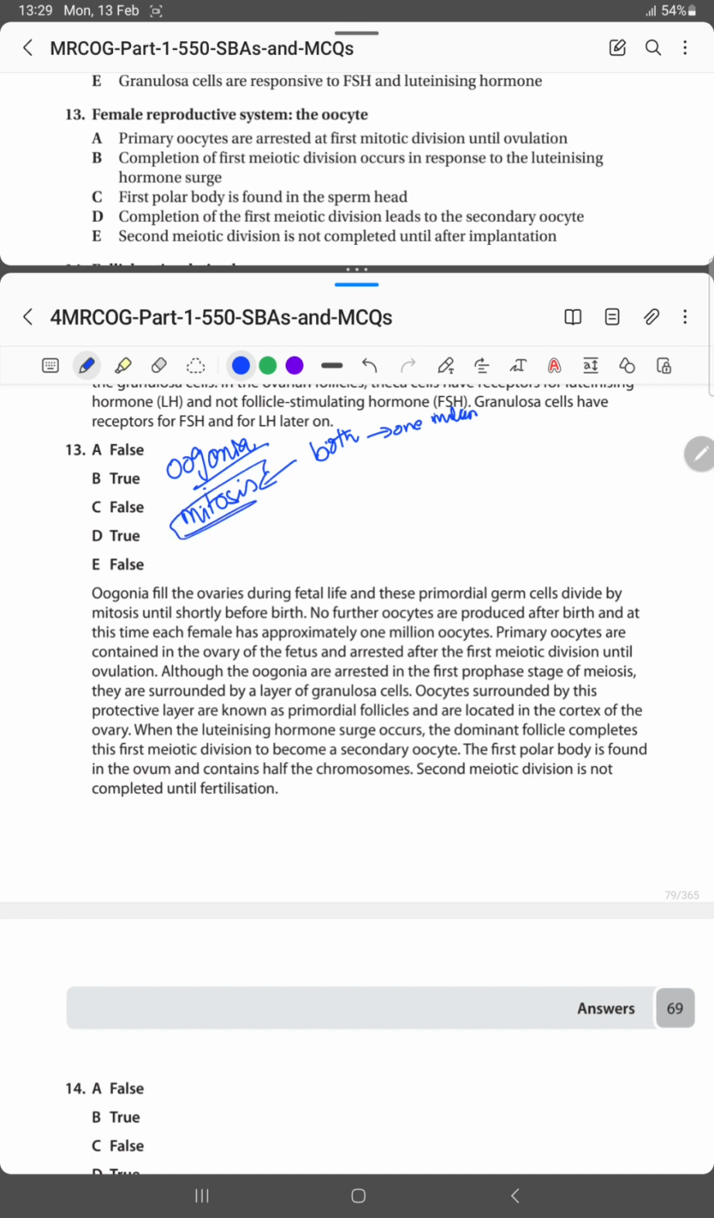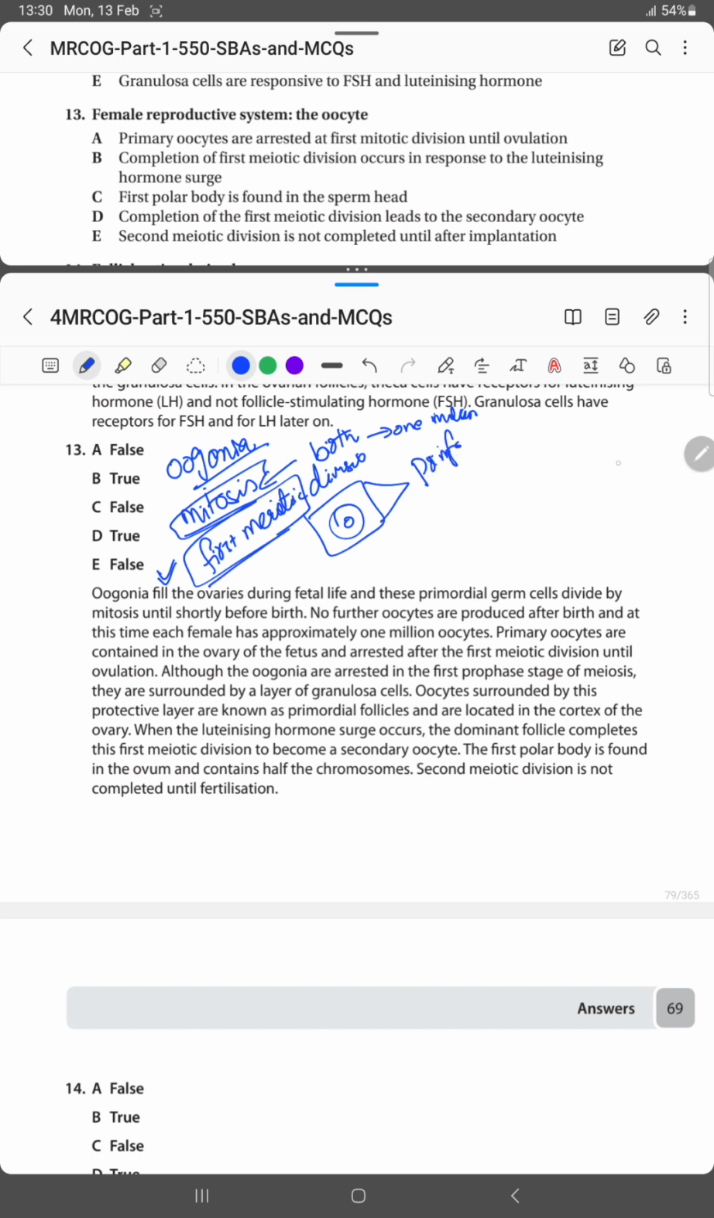And then the next step, after the birth of the baby, the primary oocytes are contained in the ovary of the fetus, and here they are arrested in their first meiotic division stage, or in the prophase stage of the first meiosis. This is very important. They are arrested and surrounded by the granulosa cells, a protective layer. This whole set is known as the primordial follicles.